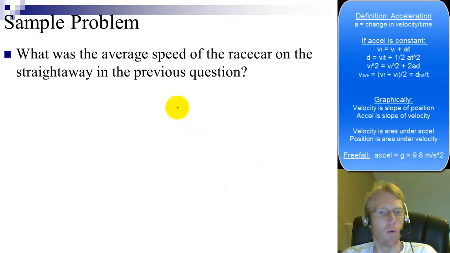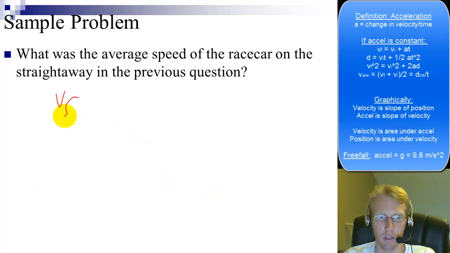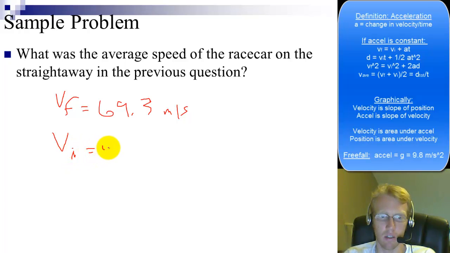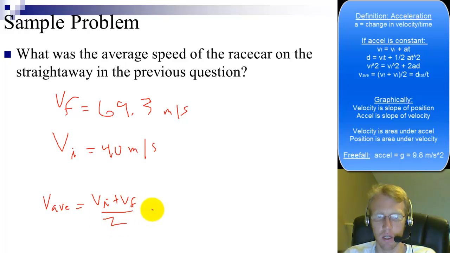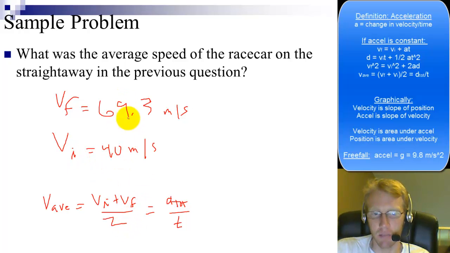Last problem. What was the average speed of the race car on the straightaway in the previous question? Okay, well, we know the final velocity is 69.3 meters per second. We know the initial velocity was 40 meters per second. So V average should be pretty easy to get by just doing VI plus VF over 2. But notice it's also distance total over time. So whichever one of these looks easier is the one we should use. Well, since we know VF and VI, it's much easier to do this one.